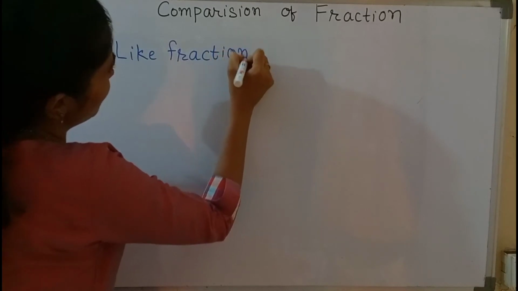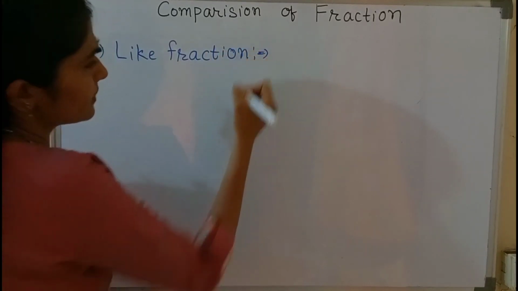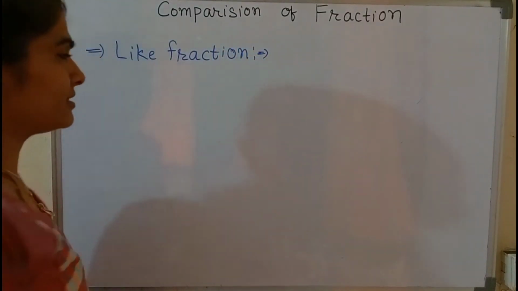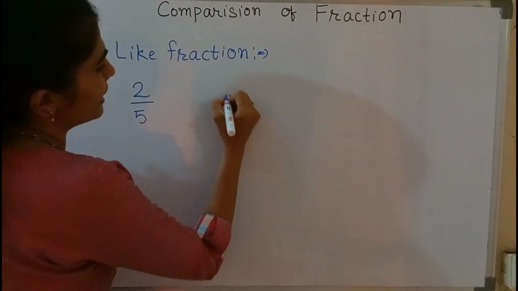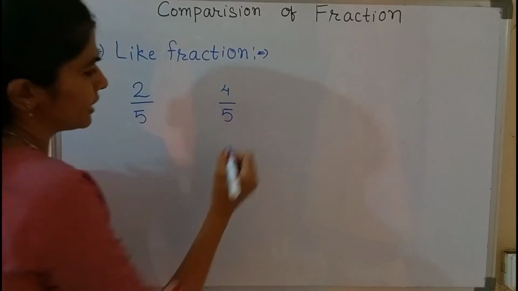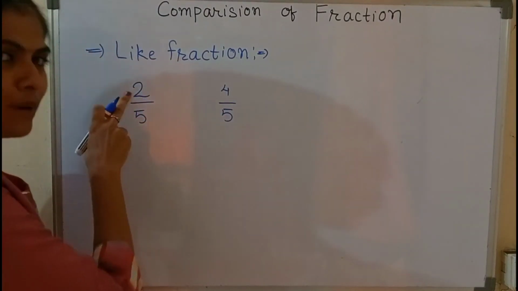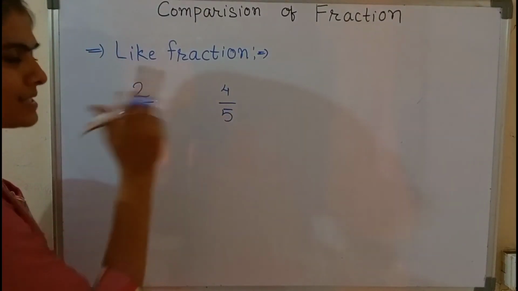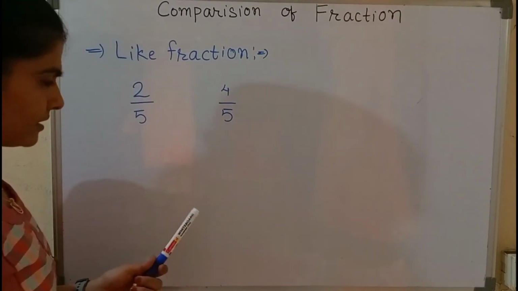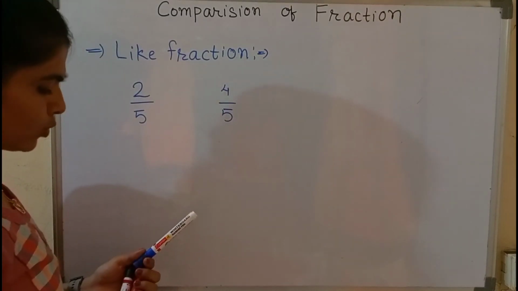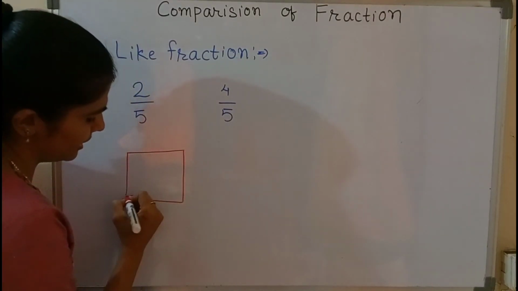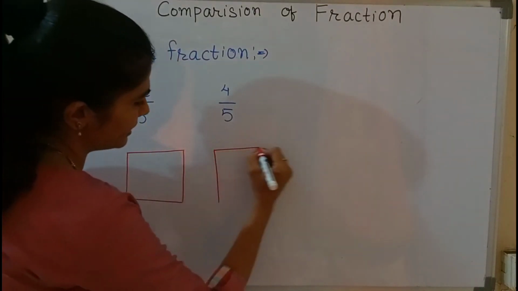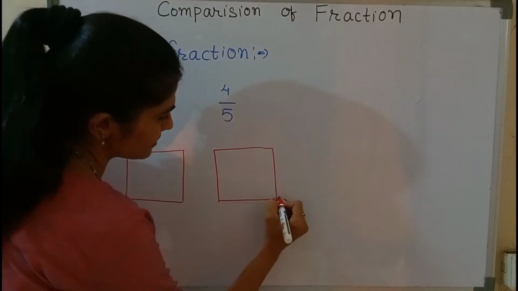So friends, what are like fractions? Like fractions means that denominators are the same. So let's say 2/5 and 4/5. What does it mean? I got 2 parts out of 5 and I got 4 parts out of 5. Let's say the things are the same and I divided them into equal parts, right? So let's say this is the thing. There are two identical things and both are divided into 5 parts.